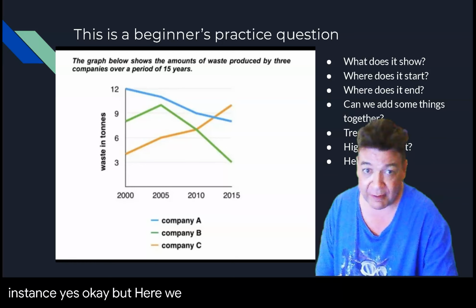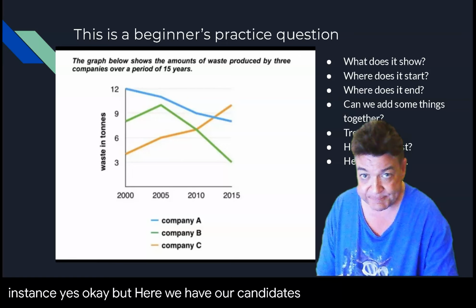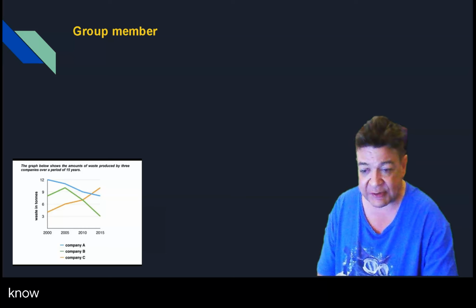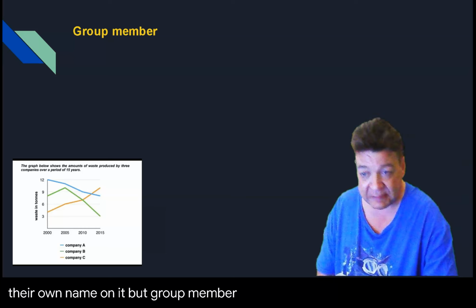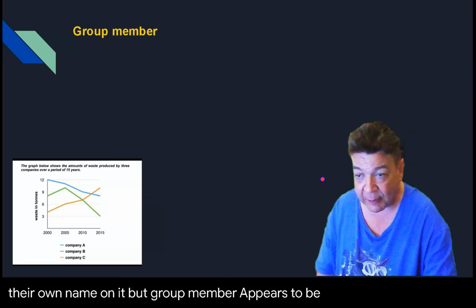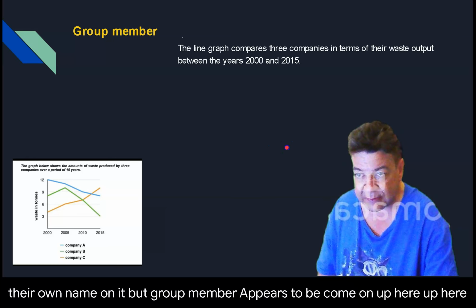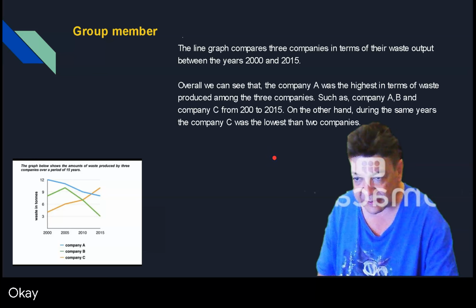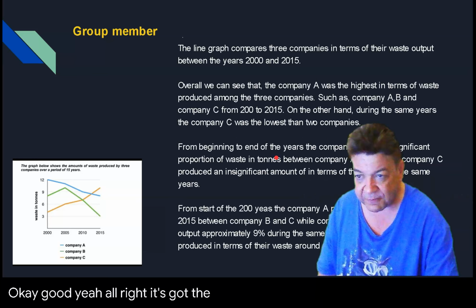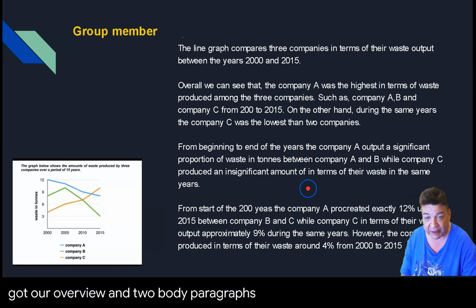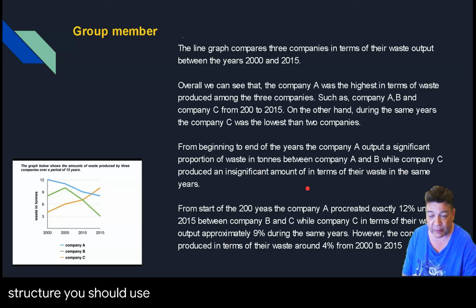So here we have our candidate's report. At first glance, from group member, not even has their own name on it, but group member, it appears to be, come on, appear. Here it comes. Okay, yeah. All right, it's got the 4-paragraph structure with a short sentence to start, and we got our overview and 2 body paragraphs. Okay, this person knows the structure to use, and this is the structure you should use for what it should look like.